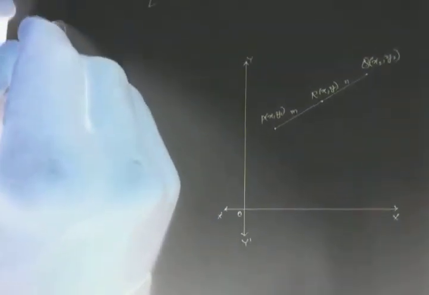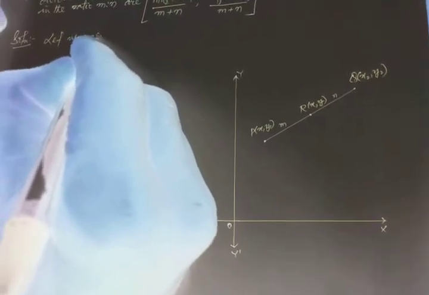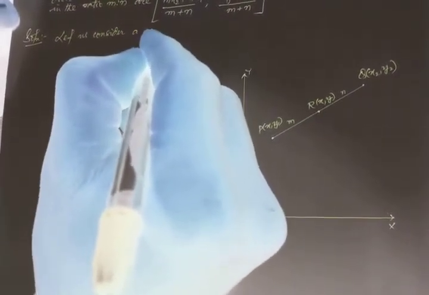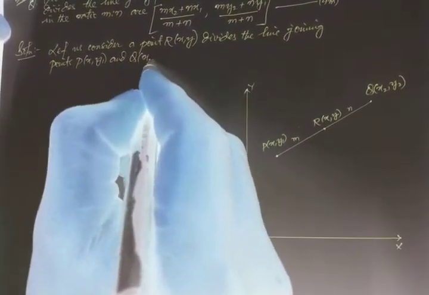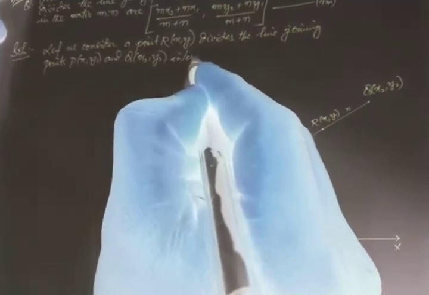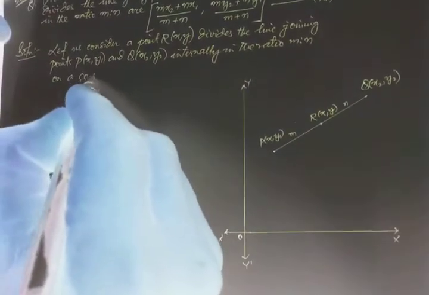Let's write the given. Let us consider a point R(x, y) that divides the line joining two points, that is P(x1, y1) and Q, whose coordinates are (x2, y2), internally in the ratio m is to n on a coordinate plane X'OX and Y'OY.